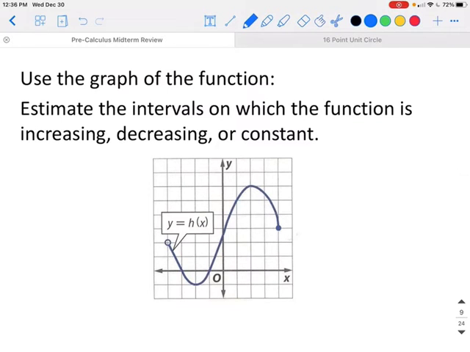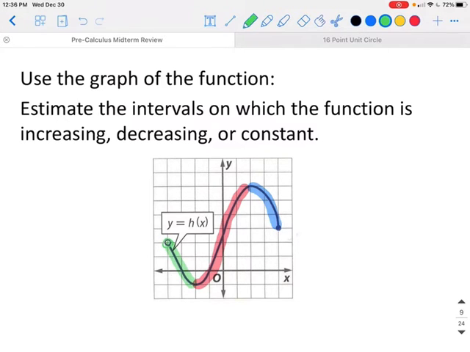We need to estimate the intervals on which the graph is increasing, decreasing, or constant. So if you look, you can see that the graph is going down here. It goes up here, and then it's going to go down again here. So we just need to name those intervals. When you name these, you are looking at the x values, not the y values.